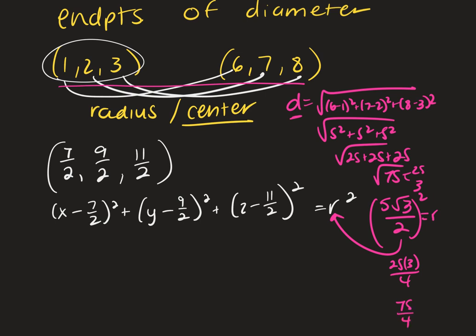So I know I picked terrible numbers because they were fractions. They won't always be fractions. But if it gives you the endpoints of the diameter, those are your two choices. First, you always have to find the center. Add, divide by 2, add, divide by 2, add, divide by 2. Then from there, you can either use the center with one of the points to plug into the equation and solve for r squared. Or you can find the distance between the endpoints, cut it in half because you want the radius, and then square it.